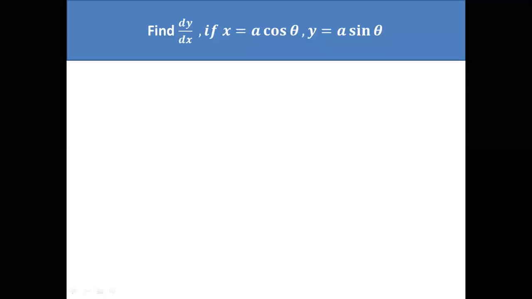So we'll continue. I hope by now you know what a parametric function is. That is, you have two variables, but those two variables are not dependent on each other, but are dependent on a third variable. Here, if you see, it is theta.